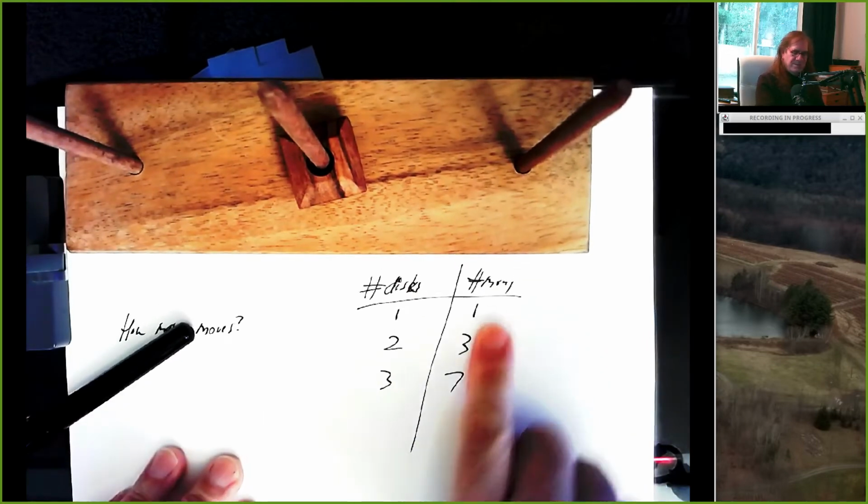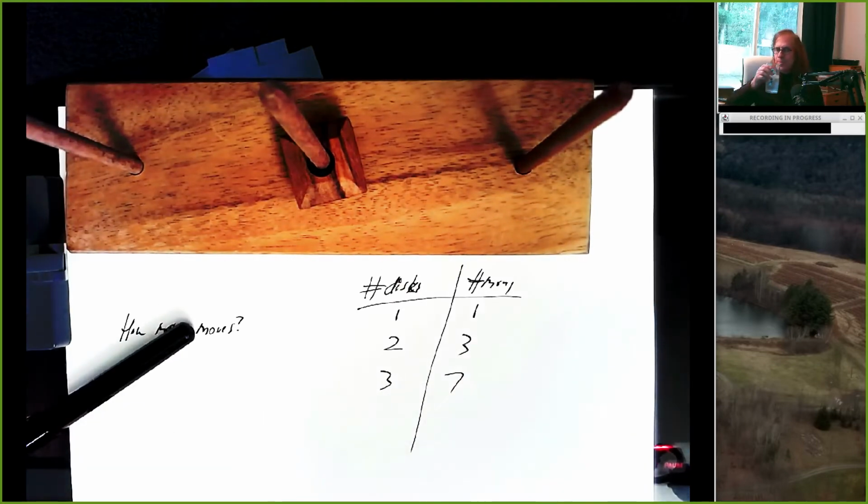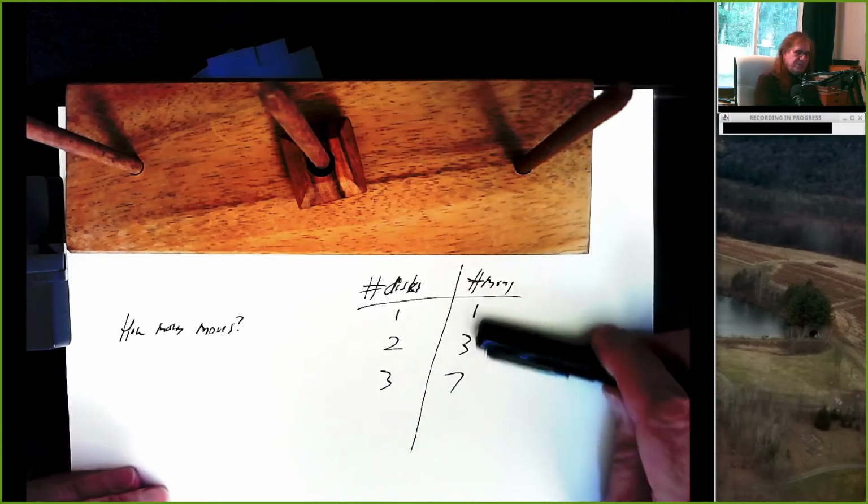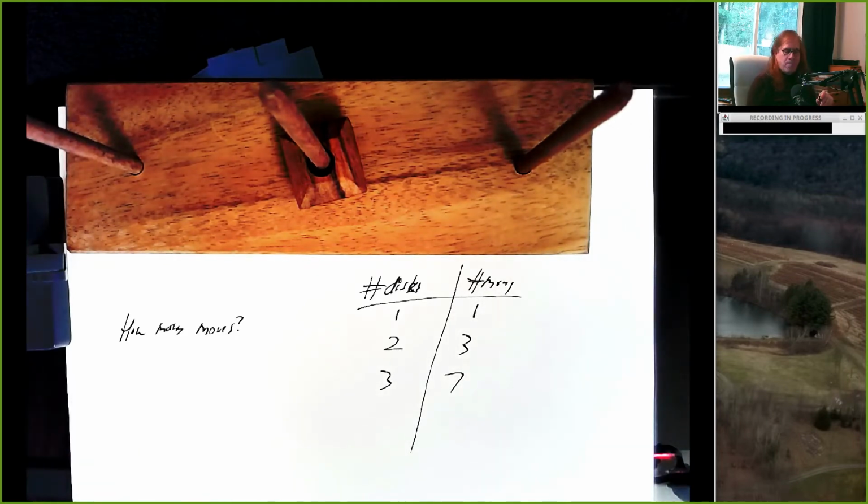So, does anyone see a pattern in these numbers so far? Yes, but I'm not sure. What do you think you see? Well, I see if I jump from 1 to 3, that's a jump of 2 moves, and from 3 to 7 is a jump of 4 moves, so we're dealing with some kind of power of 2 thing. Mm-hmm. So the increase seems to be increasing powers of 2.